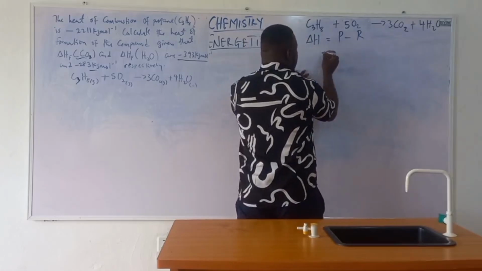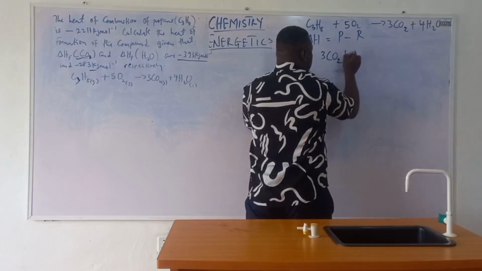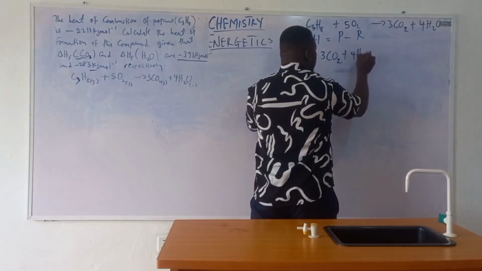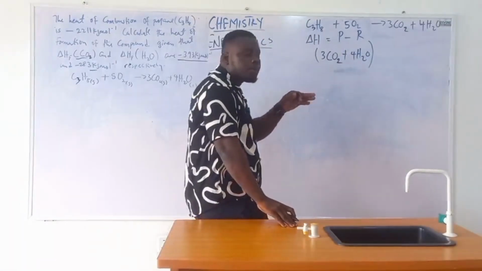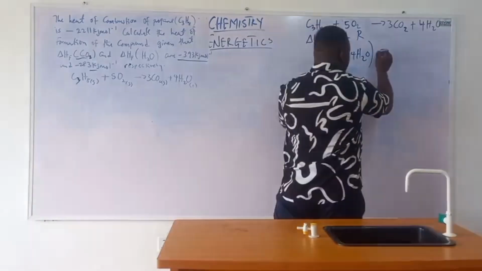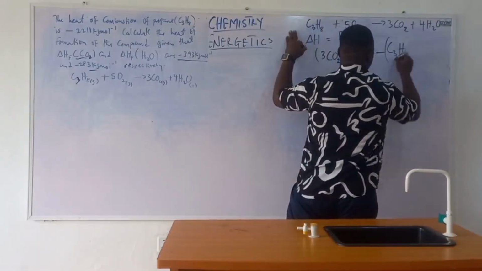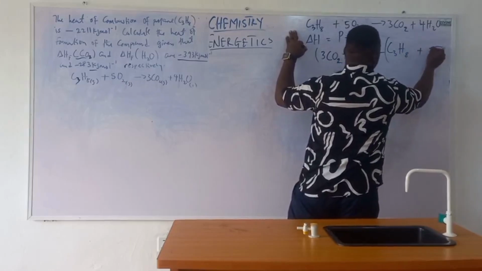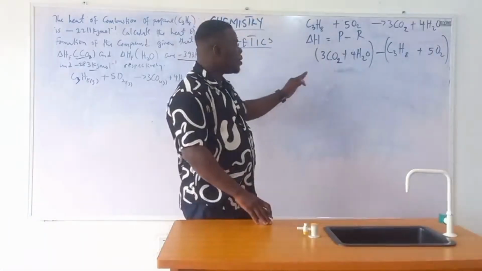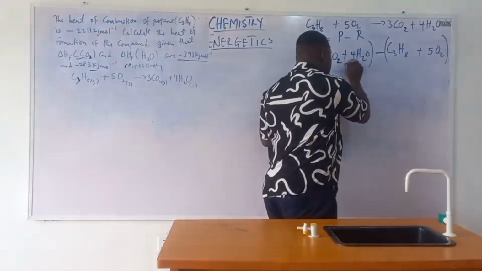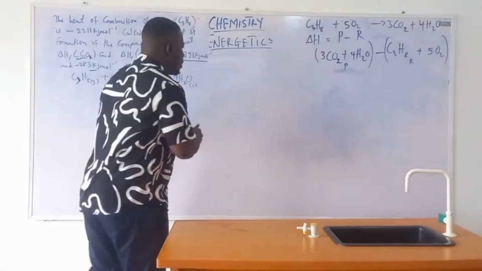So we have 3CO2, carbon dioxide, plus 4H2O. Bam. This is the product, minus C3H8 plus 5O2. Bam. So this is the reactant. So it is the product minus the reactant. So this is the product minus what? The reactant.